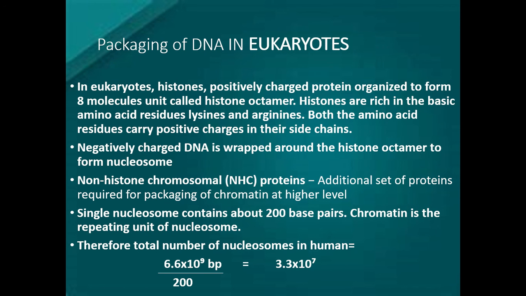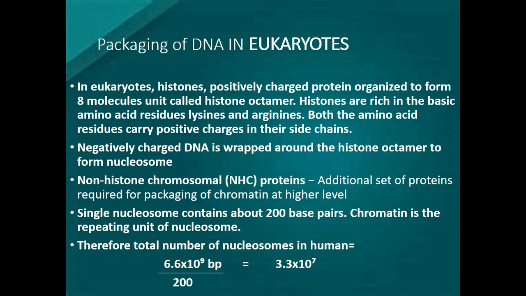Now, packaging of DNA in eukaryotes. In eukaryotes, the DNA is wrapped around a positively charged histone octamer into a structure called a nucleosome. A typical nucleosome consists of 200 base pairs of DNA helix. The nucleosomes are the repeating units that form chromatin fibers.